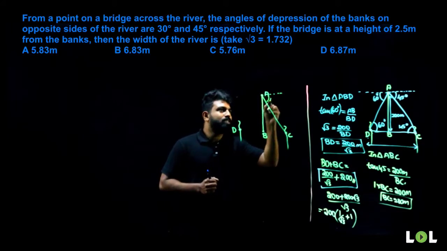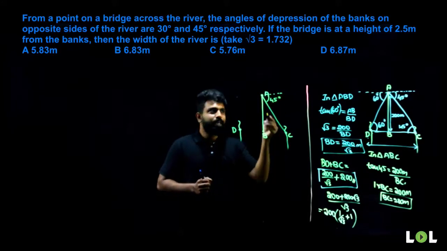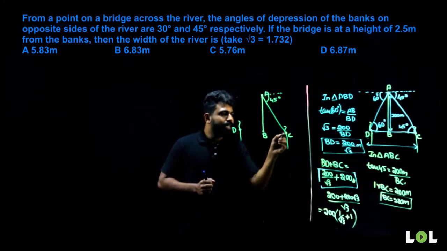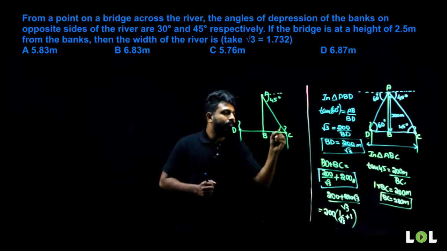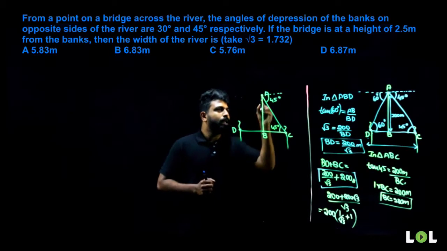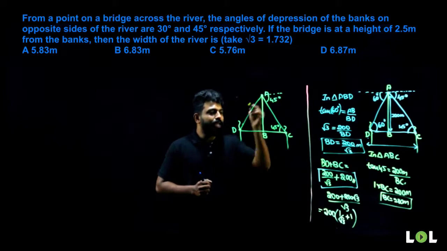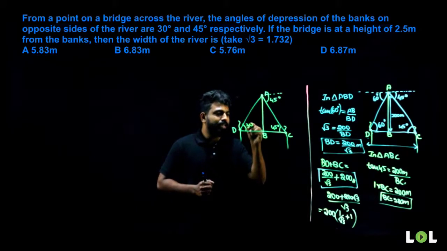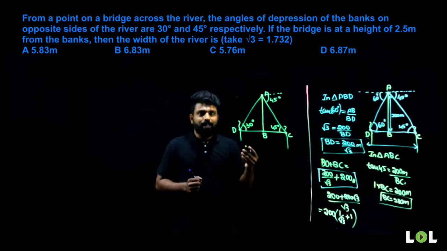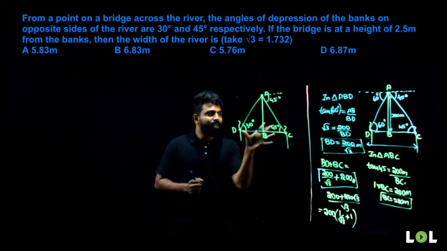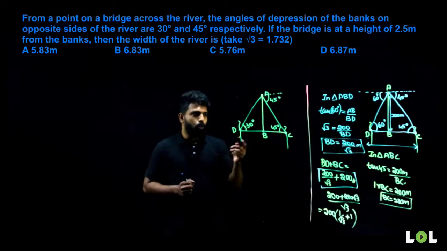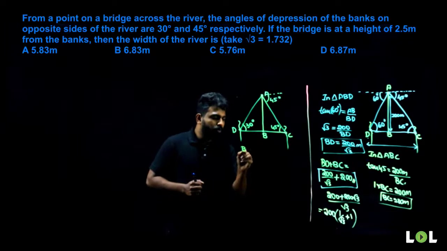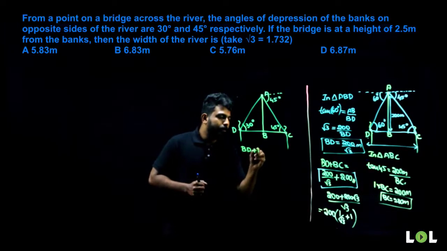So I'll consider this to be 45 degrees. If this is 45 degrees, which is the alternate angle to that? It is angle ACB, and that will also be equal to 45 degrees. Similarly, here I'll take this angle ADB as 30 degrees. So now what are they asking? They're again asking us to find the width of the river. So how do I find out? We need to find BD plus BC.